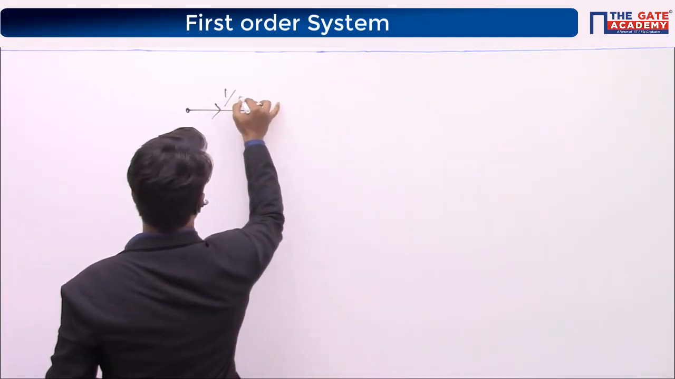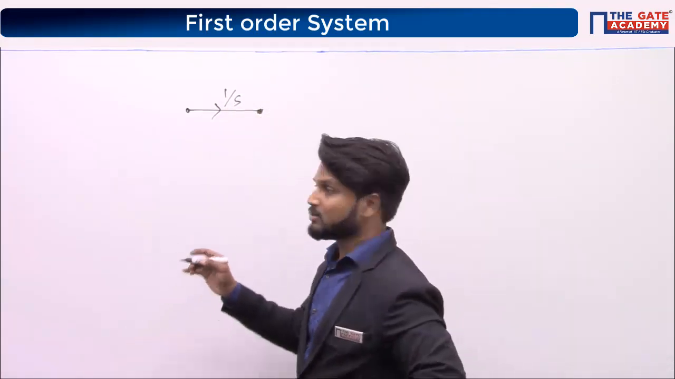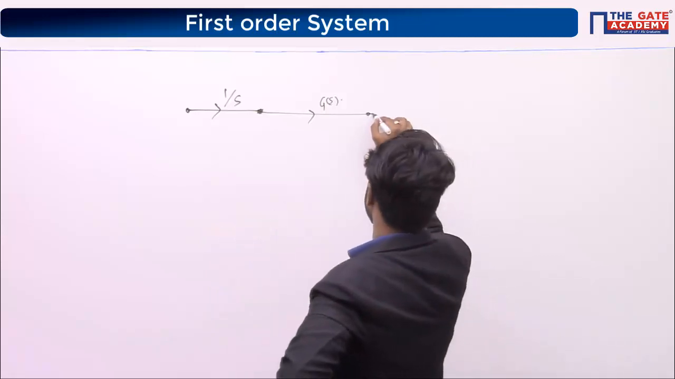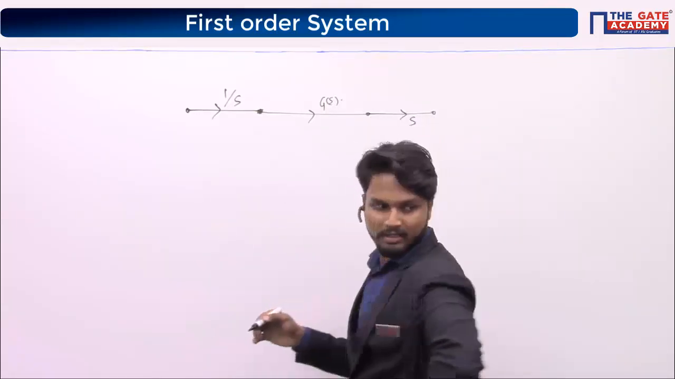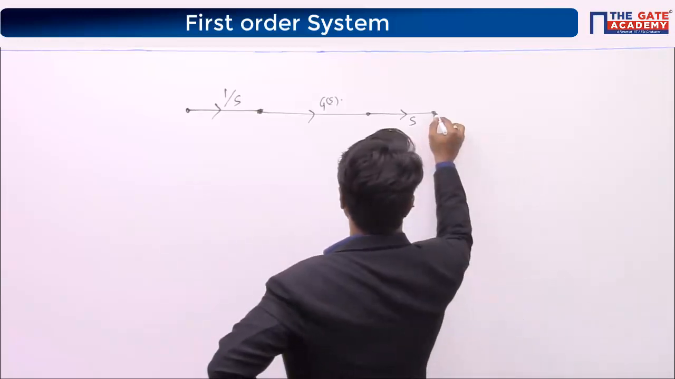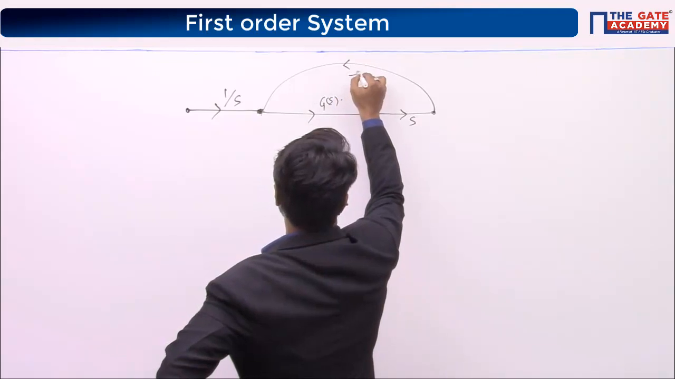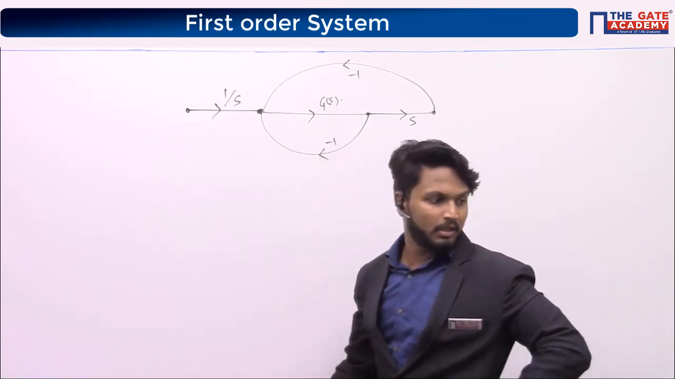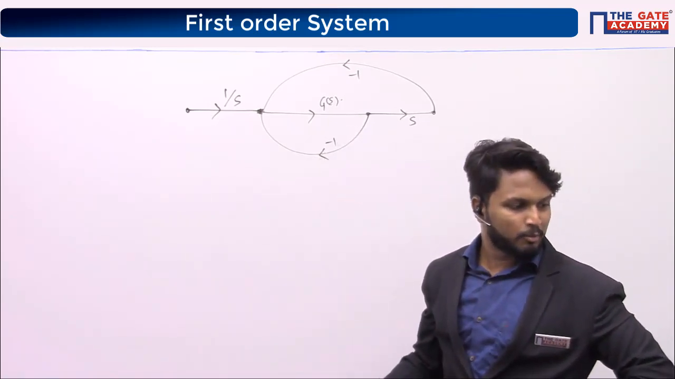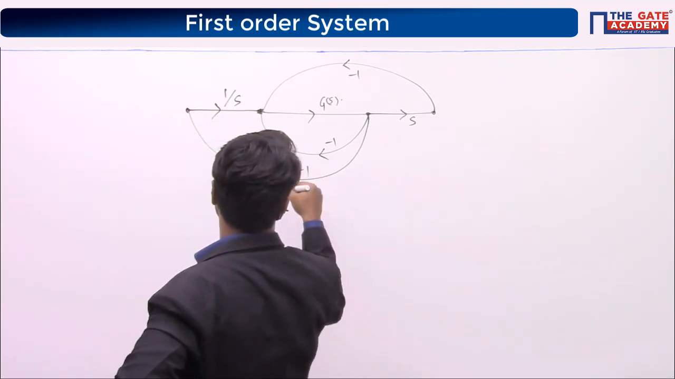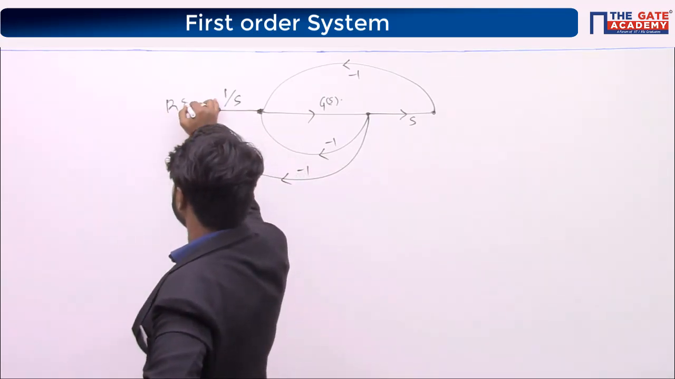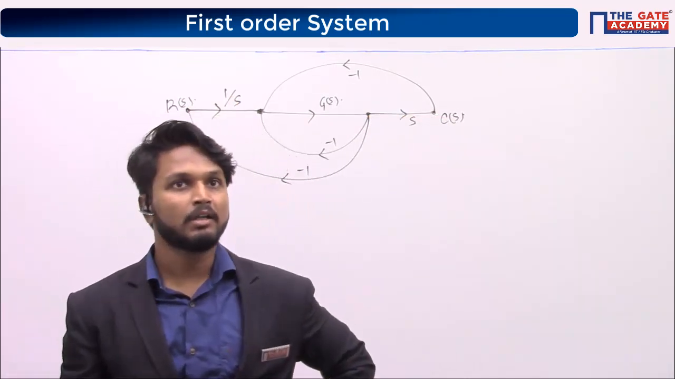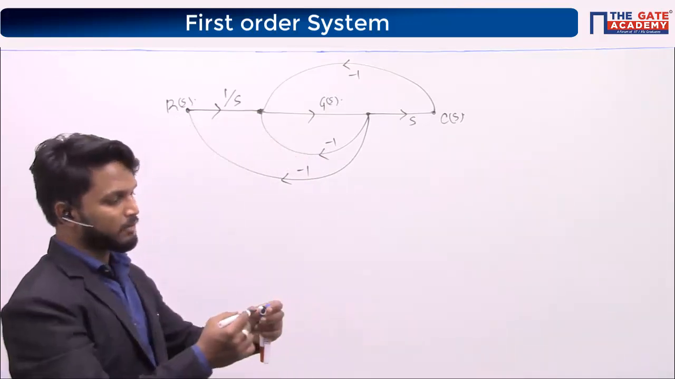1 by s is the transfer function from here to here, and between this and this, G of s is connected. Between this point and this point, s is connected, and from this point to this point, minus 1 is connected. From this point to this point, minus 1, and also from this point to this point, minus 1 is connected. So R of s input is provided here, output is taken here. So this is the signal flow graph, right? So from the signal flow graph, you can get the transfer function easily, right?